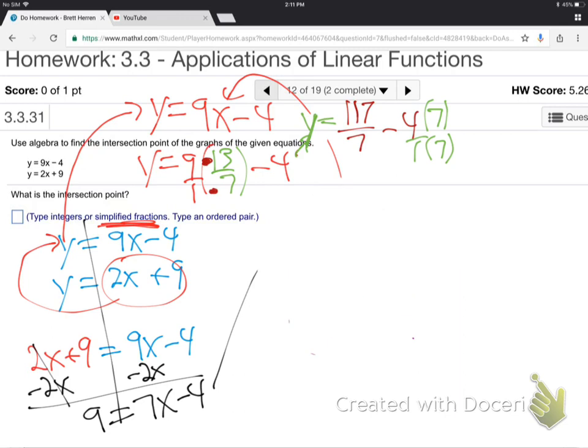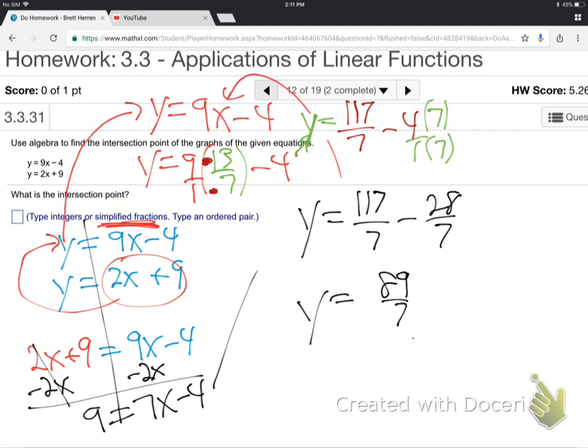And so then we've got y equals 117 over 7 minus 28/7. See, 28/7, that's a fancy 4, isn't it? 28 divided by 7. That's just a fancy 4. It was a 4, it is a 4, it just looks different now. And now we can subtract them.